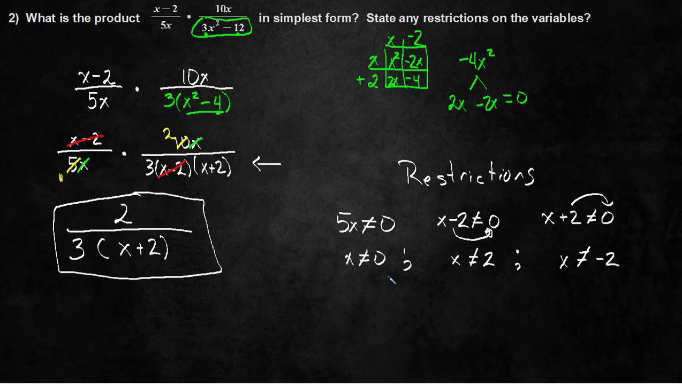And so my 3 places it can't be are at 0, negative 2, and positive 2. Those are when this denominator is going to be 0. Those numbers, if I plugged them in, I would end up with a 0 in the denominator. And remember, we cannot divide by a 0.